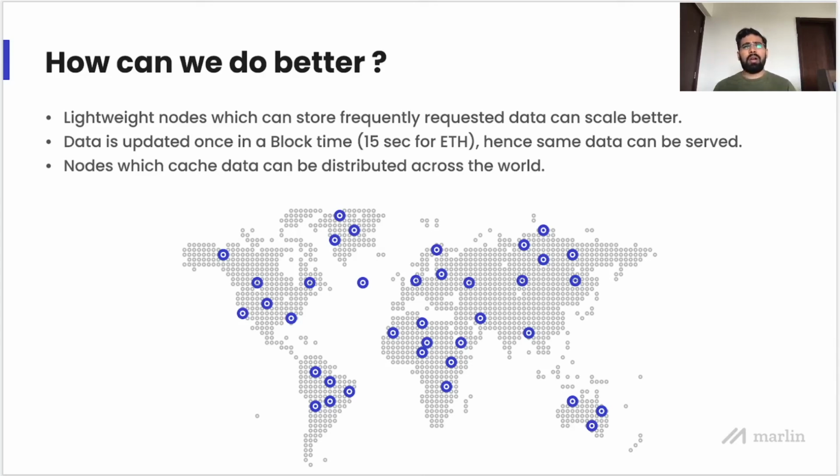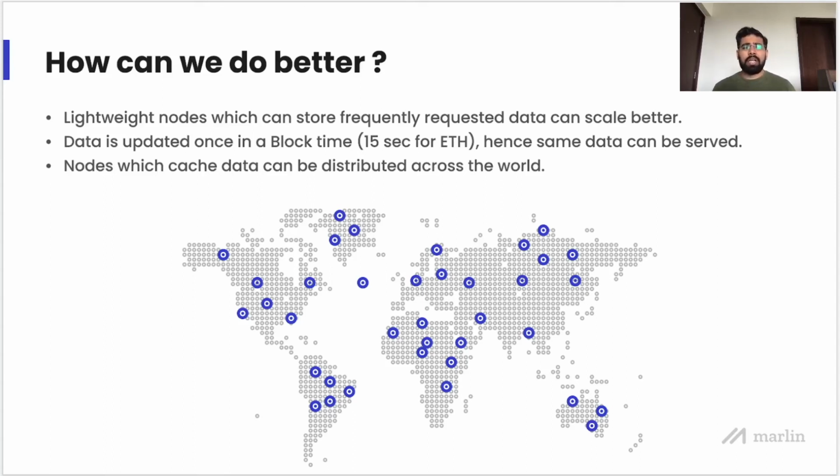In the current blockchain platforms, the data is updated only once in a block time. So about 15 seconds in case of Ethereum, which is large enough time that caching is more efficient than querying the DB for data for every request. These nodes can be distributed widely across the world due to their low resource constraints. These types of nodes which store responses to frequent queries and respond directly thereafter are called caches.